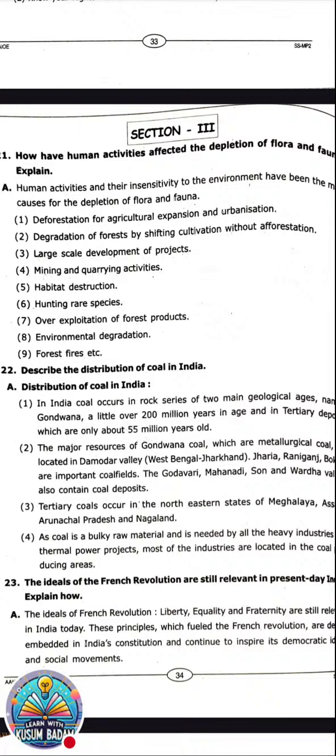Next, the last point: as coal is a bulky raw material and is needed by all the heavy industries and thermal power projects, most of the industries are located in coal producing areas. So the last point is that coal is a bulky industry because the transportation cost is very high because of its weight. So mostly industries are established nearby areas of the coal mines. Which kind of industries? Manufacturing industries and thermal power projects. Answer is over.